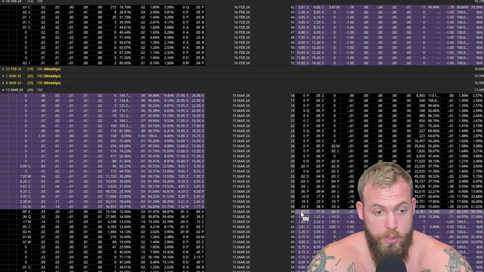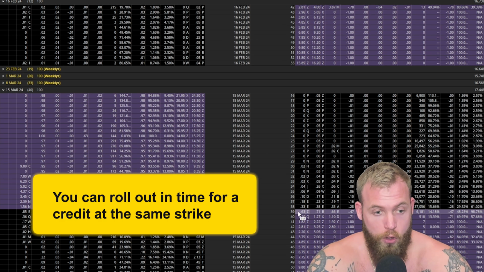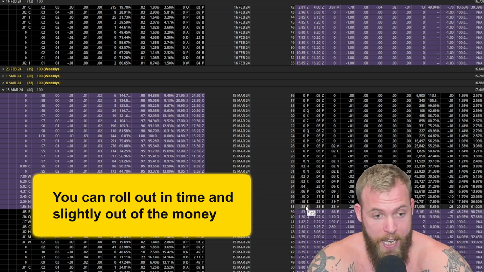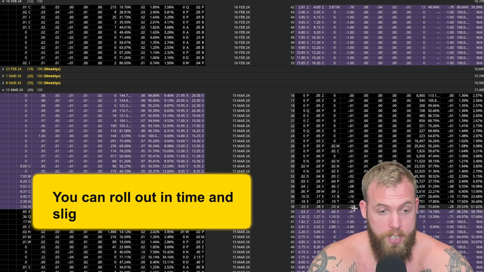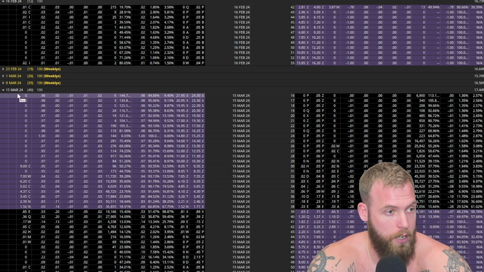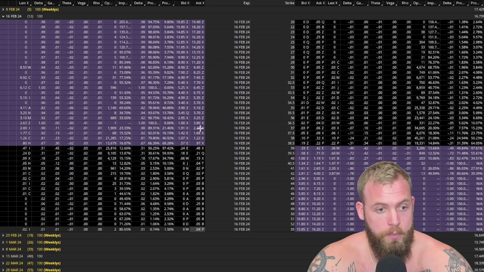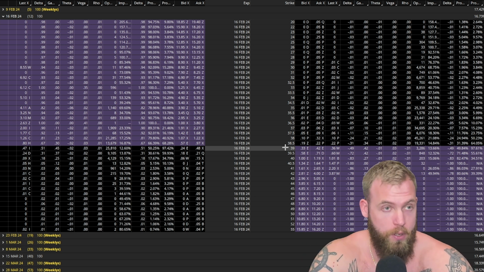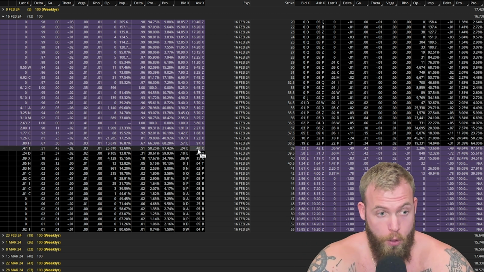You can roll out in time for a credit at the same strike, or you can roll out in time and slightly out of the money, taking it all the way down to a 28 delta while collecting a very small credit. So when the option price is the same as the strike is when you're going to have the most choices available to you. However, it's also when you're buying back the most extrinsic value.